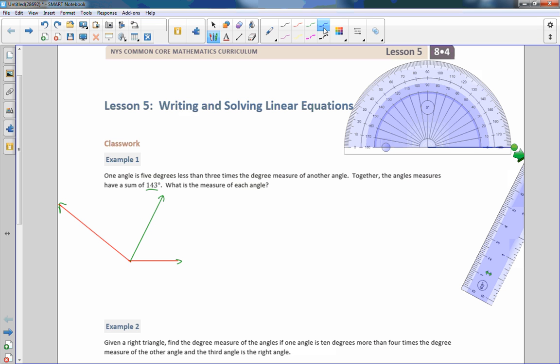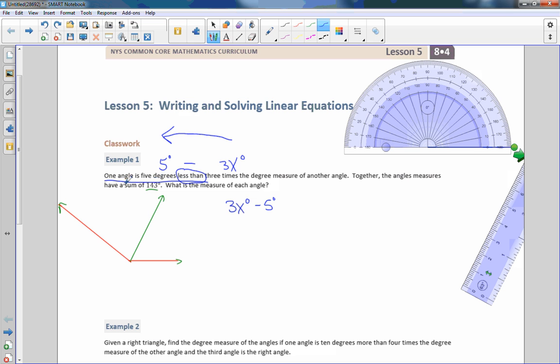But they do tell us in algebraic terminology, one angle is 5 degrees less than, less than means minus, 5 degrees means 5 degrees, 3 times the degree measure of another angle. Now, in prior lessons, the word less than tells us to read this statement from right to left. So that is going to be 3x degrees minus 5 degrees. Okay? One angle is 5 degrees less than 3 times the degree measure of another angle.